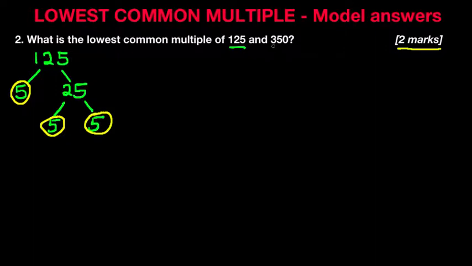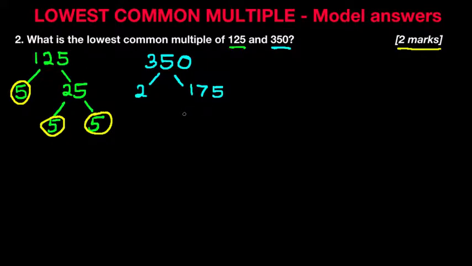Okay, moving on to our second number, 350. So let's write this down, 350. Now this is an even number, so we know that it will divide by 2. So 350 divided by 2 is 175.